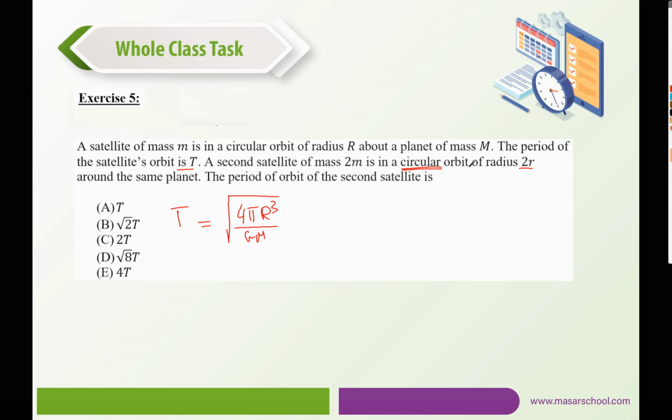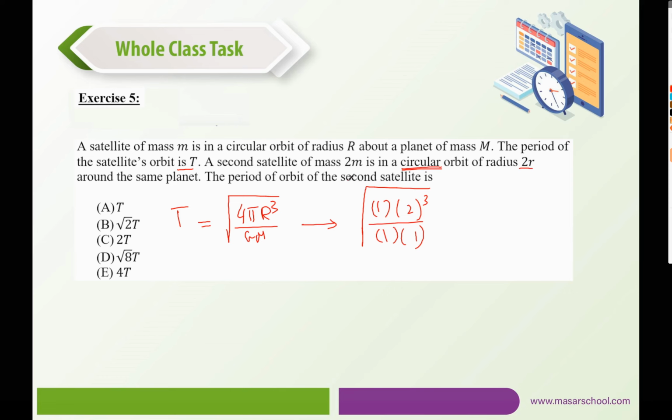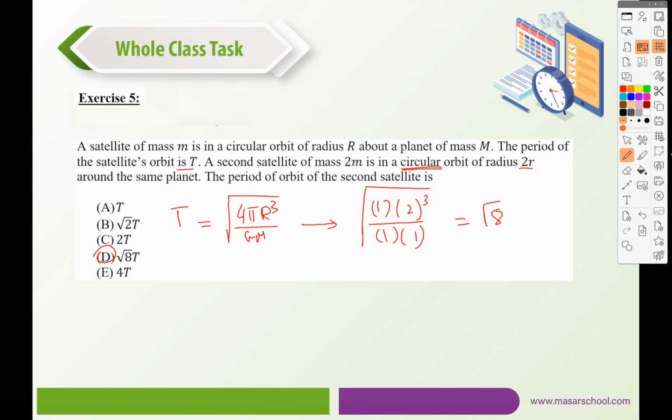Now r changes by a factor of 2, the central mass remains the same, so that would be given by the square root of 1. R cube would be 2 to the power 3 divided by 1 multiplied by 1. I repeat again, M is the central mass and not the mass of the satellite. Even if the mass of the satellite changes by a factor of 2, that would be radical 8, making D to be the correct answer.